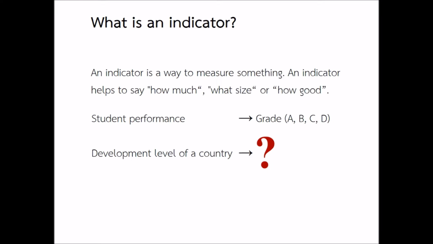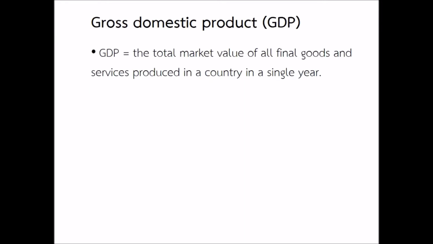The same way we need an indicator for the level of development of a country. And the most prominent indicator, the most well-known indicator for the level of development of a country is the so-called Gross Domestic Product. It's abbreviated GDP. GDP, as a short definition, is the total market value of all final goods and services produced in a country in a single year.